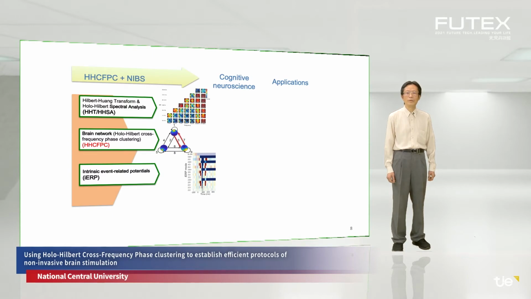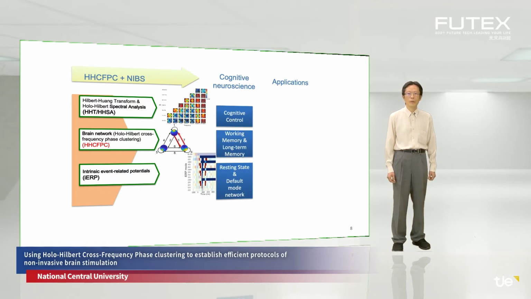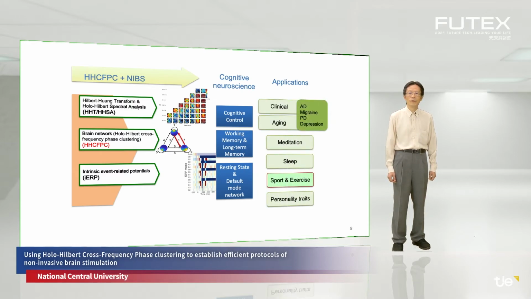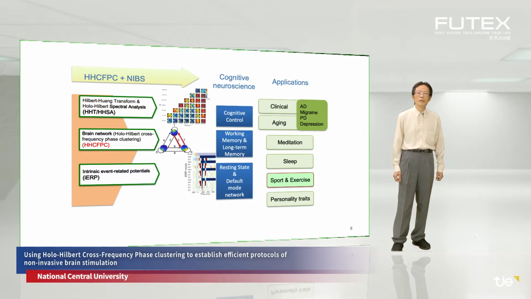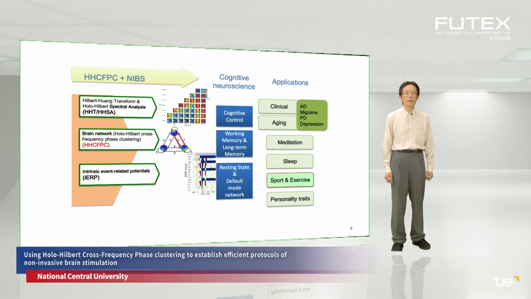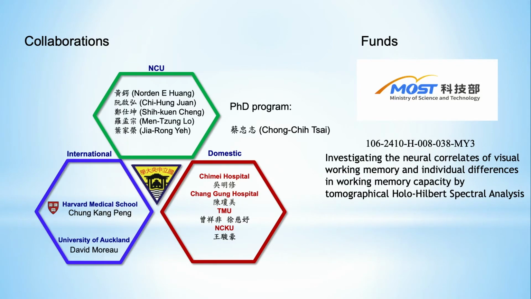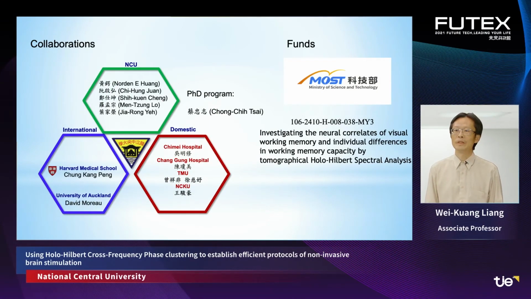HHCF-PC is expected to be applied to understand various brain functions, including cognitive control, working memory, long-term memory, and default mode networks. It can also be further applied to study neurodegenerative diseases, meditation, sleep, exercise, and personality traits. Here we list our collaborators, including scholars in cognitive neuroscience, data analysis, sport, and medical doctors from NCU and other domestic and international institutes. We hope that this technique can be extended to research and application in various fields.